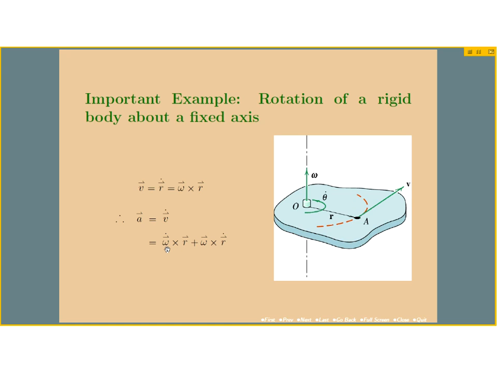Omega dot being the time derivative of the angular velocity vector, and r dot, of course, the time derivative of the displacement vector. Now, the time derivative of the displacement vector was already calculated, so we can substitute omega cross r for the r dot here. And omega dot, the time derivative of the angular velocity, is the angular acceleration vector of this body. So we find that the acceleration vector of point A is given by alpha cross r, where alpha is the angular acceleration of the body, plus omega cross (omega cross r).